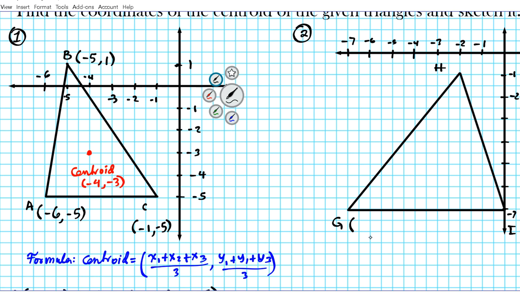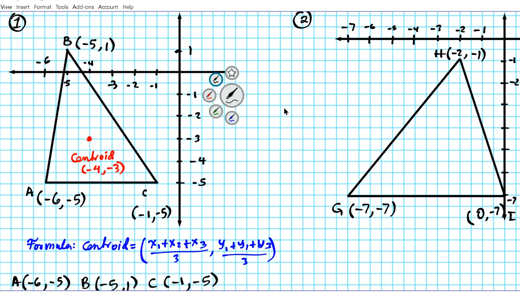For point G, the coordinates are negative 7, okay, xy. And then for point H is negative 2 on the x and negative 1 on the y. And then for point I, the coordinates are 0 on the x and negative 7 on the y. All right, so we have the formula right here. We don't have to write it again. Let's just write down what our points are.